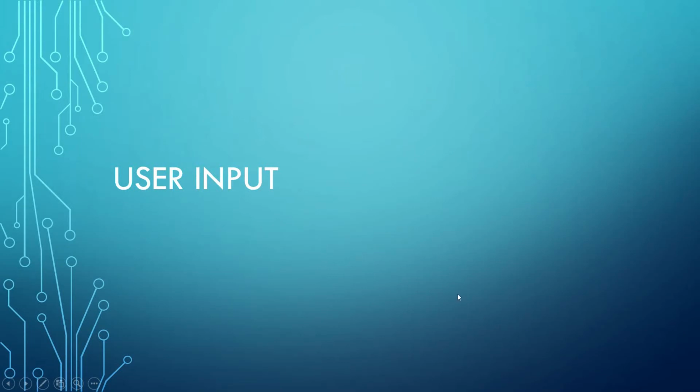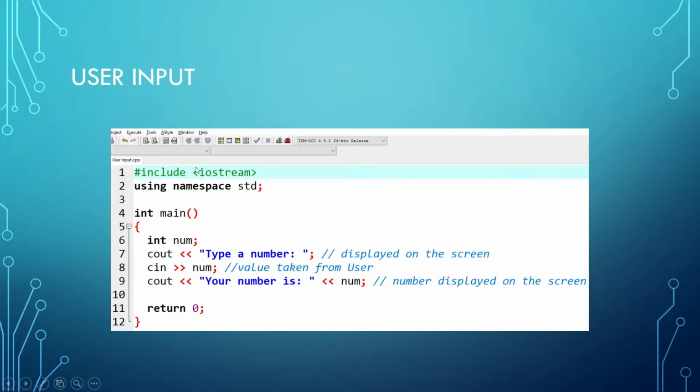Okay, our next topic is user input. So here's the program. As you can see from the previous example, we only have an output. But now we are going to add an interaction, which is the user will input a certain value or character.